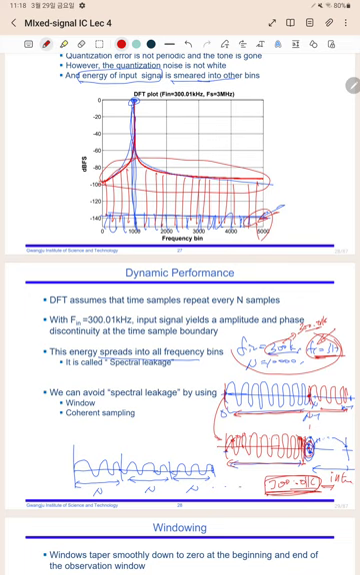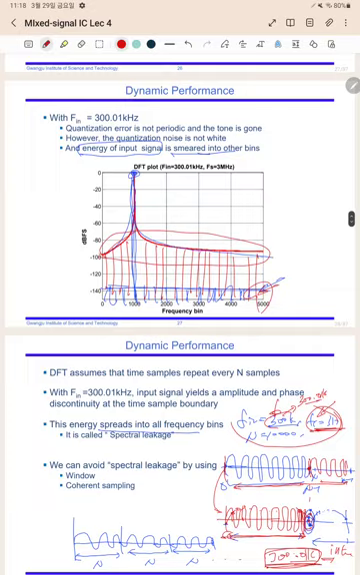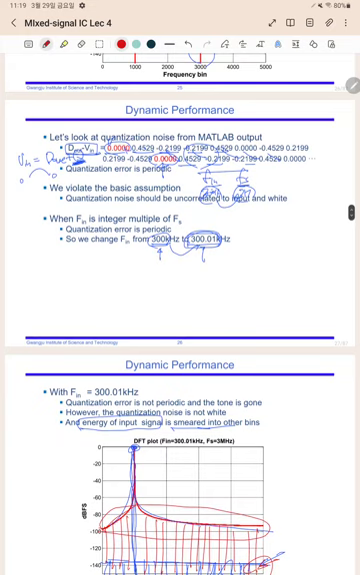So either way is fine. If your FS is fixed, then you need to be very careful in choosing your input frequency such that within this DFT window, you get an integer multiple of the input period, okay? So in summary, we try to avoid the periodic quantization error, so we change the input frequency.